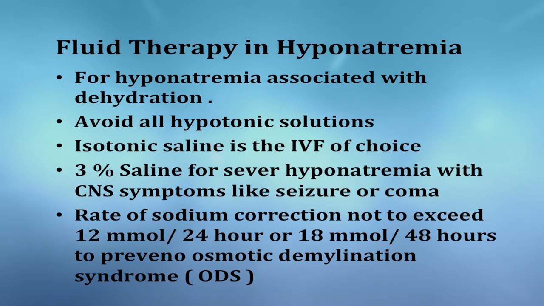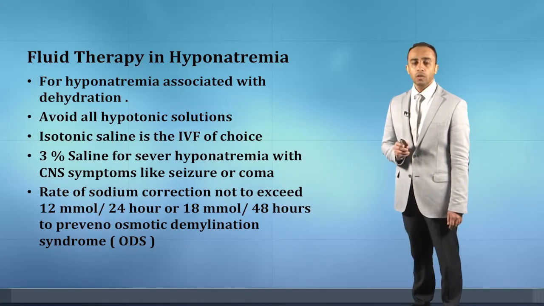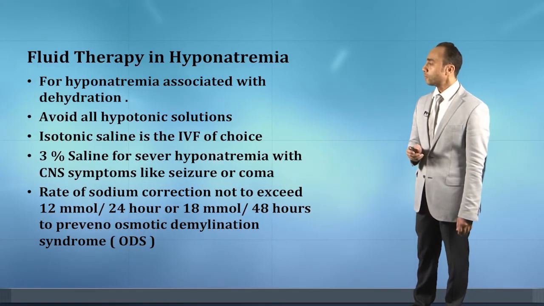So for hyponatremia associated with dehydration, you have to avoid all hypotonic solutions because the patient is already hyponatremic. Isotonic saline is the IV fluid of choice for such a patient. 3% saline, usually we restrict it to severe hyponatremia and mainly for somebody who is having CNS symptoms in form of seizure or coma or altered level of consciousness.